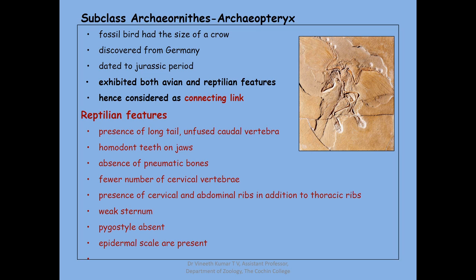We will be seeing the reptilian features as well as the avian features of Archaeopteryx. Coming to the reptilian features: presence of a long tail and unfused caudal vertebra. When we discussed the salient features of class Aves, we saw that the tail bones do not have a very long caudal vertebra. The caudal vertebra is shorter than that of reptiles, and is fused at the posterior end, forming a pygostyle.